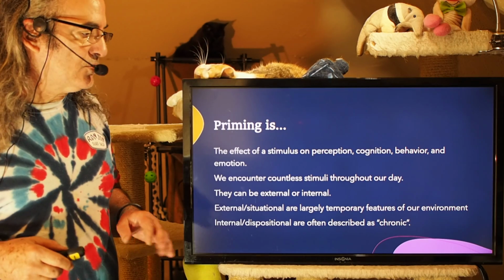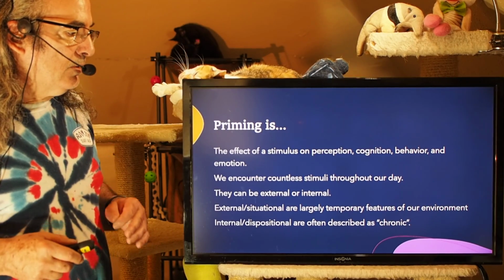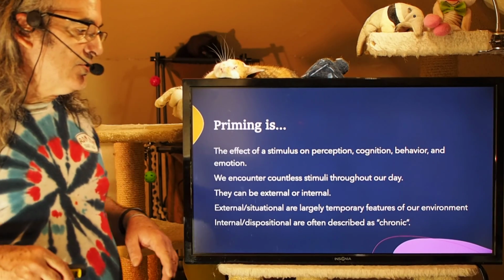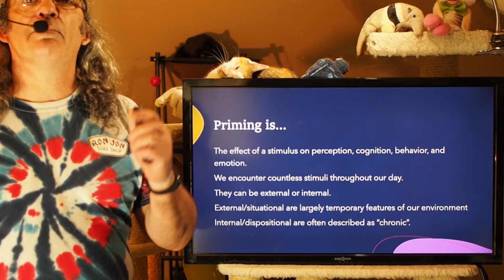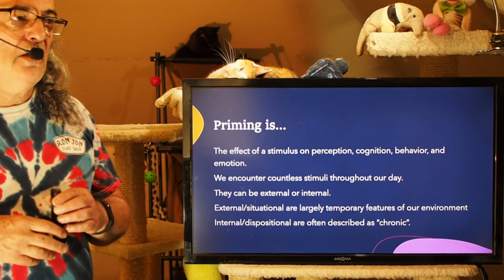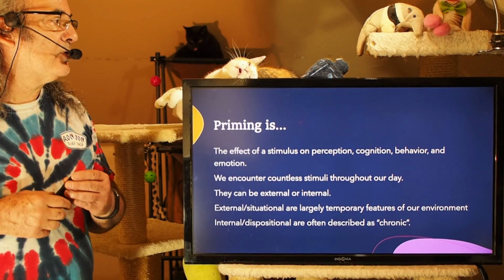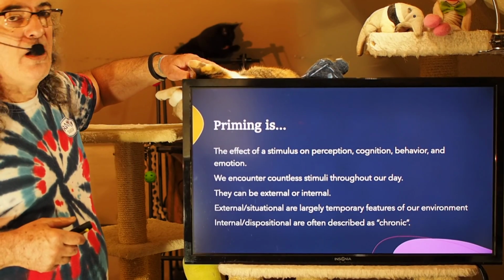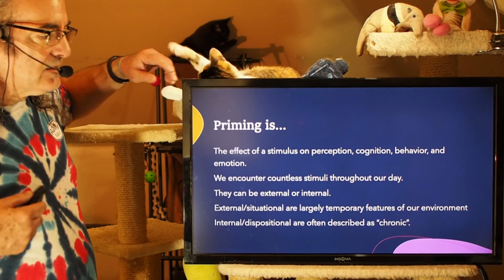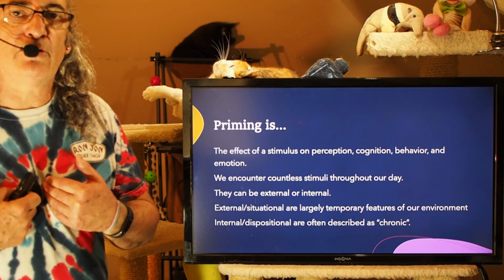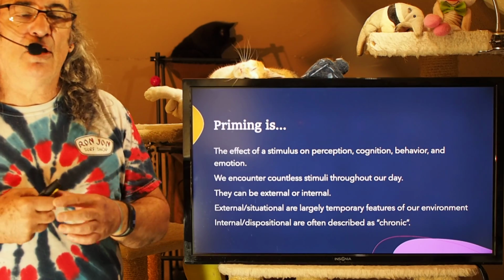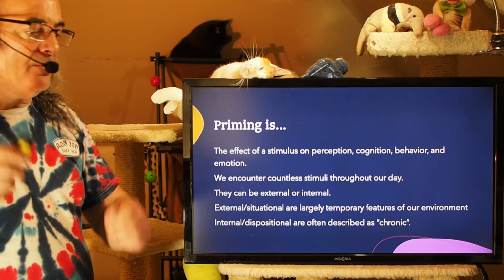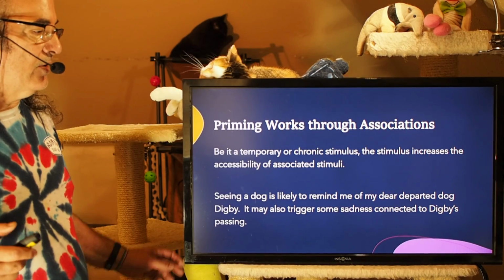So internal or external. External situational largely employ temporary features of our environment. The internal dispositional are often described as chronic states and might represent chronic attitudes. So when I see cats, I'm chronically primed to have a positive association with cats, but that's a dispositional attribute that's something I've learned over time rather than something that's inherent in the external stimulus. So we operate via both of these areas.